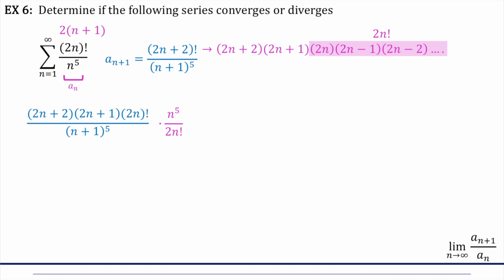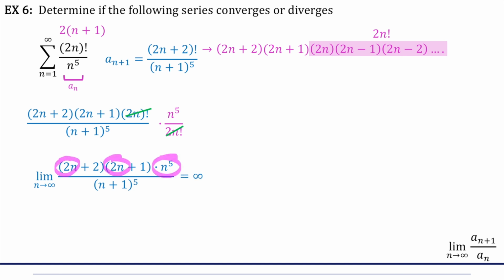And then is there anything we can cancel? Yep, the 2n factorials cancel. That's it. So now we'll take the limit as n approaches infinity. And wow, we've got a lot of n's going on up here. So this one's heading towards infinity. So that's definitely bigger than 1. So this diverges by the ratio test.